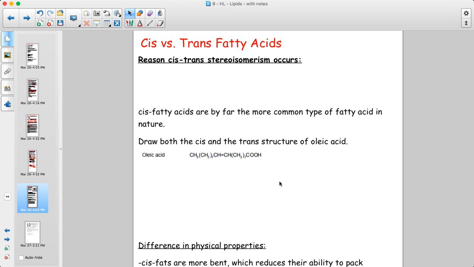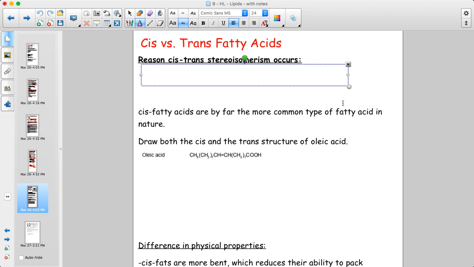The HL portion of the lipids topic is fairly small. It just focuses on cis versus trans fatty acids. The reason why any cis-trans isomerism occurs is because there's a bond that can't rotate. Specifically here, you've got a C to C double bond that restricts rotation.